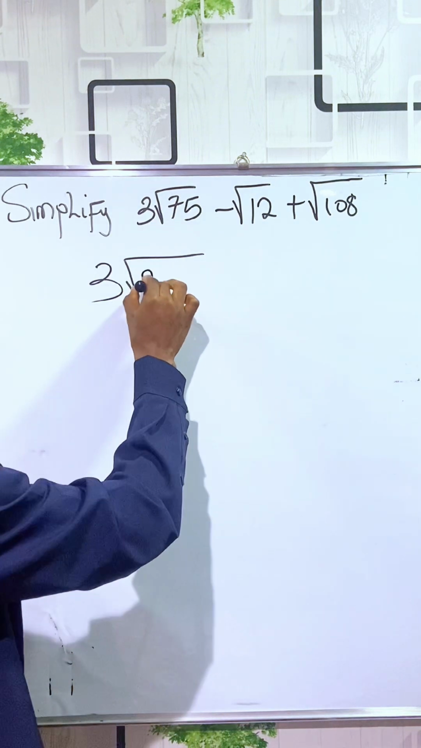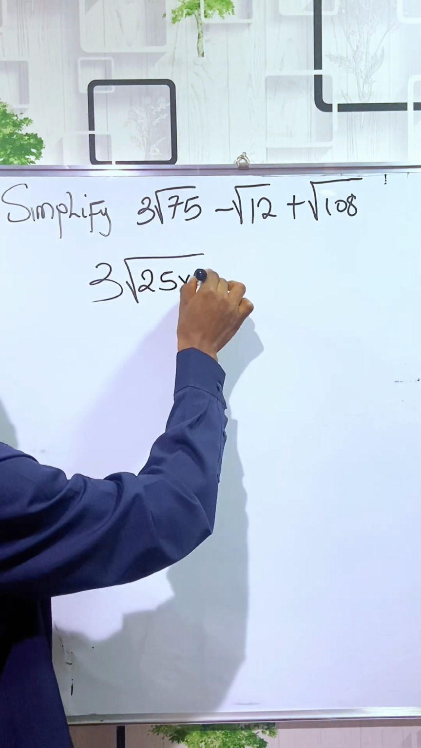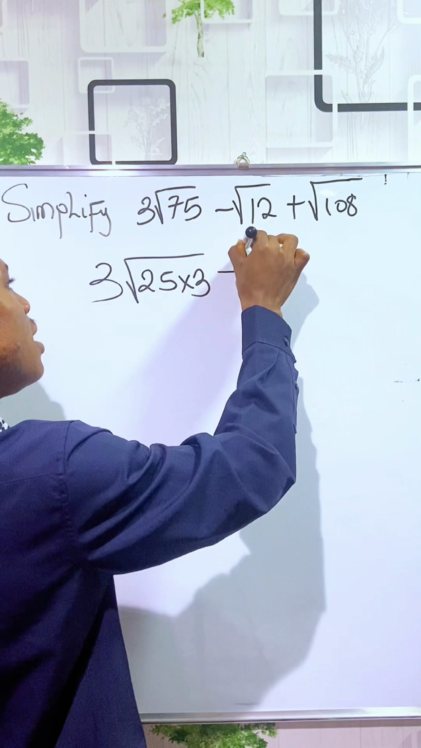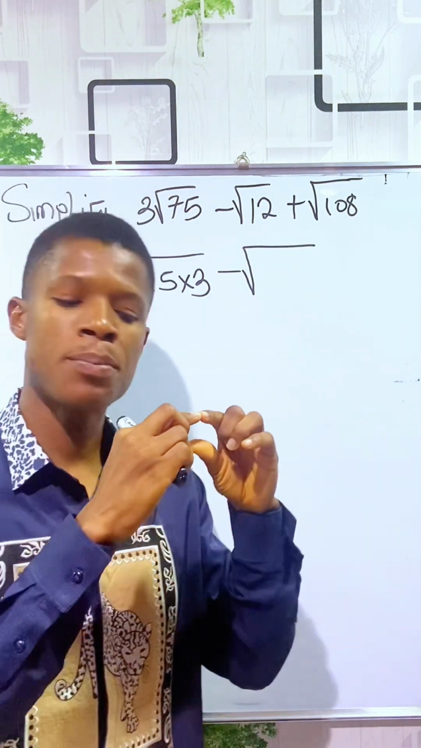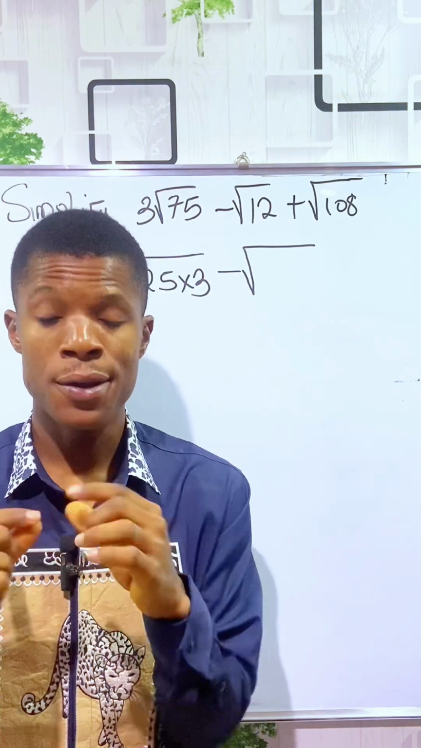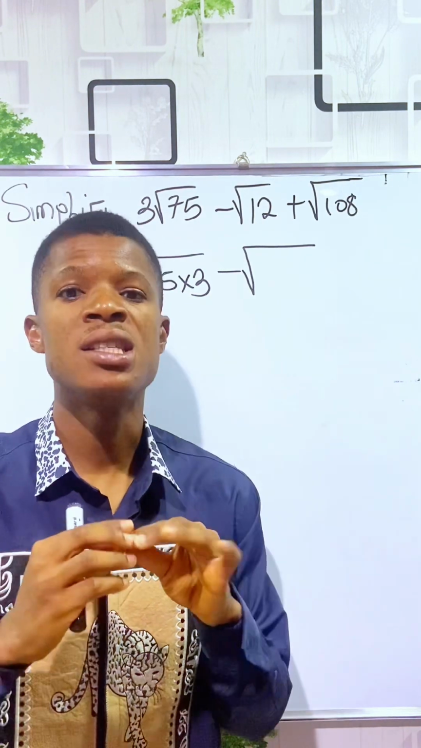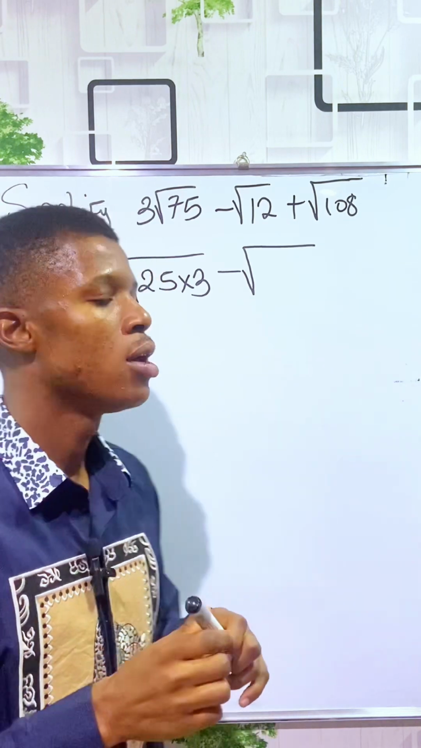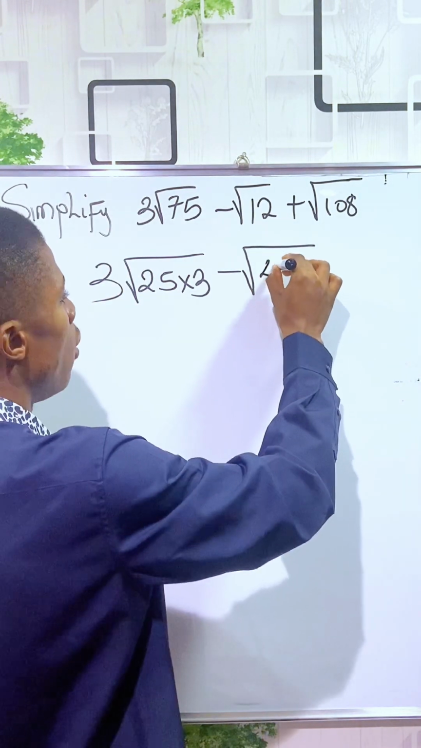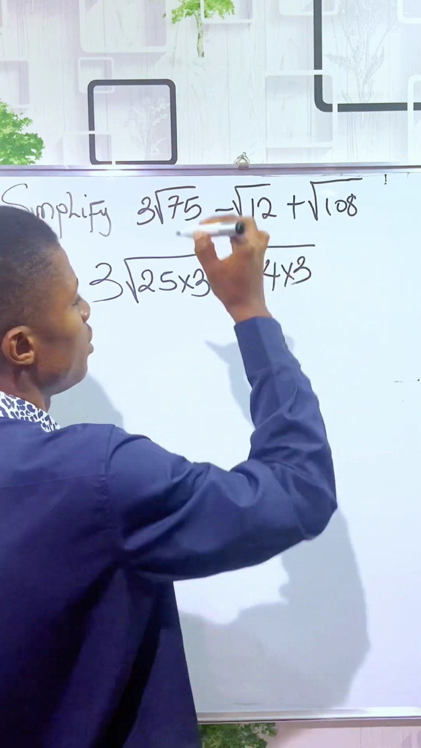So we are going to say root 25 times 3 minus, if you look at 12, you see that when you multiply 4 to 3, you get 12. 4 is a perfect square. 3 is not a perfect square. So you write it as root 4 times 3.